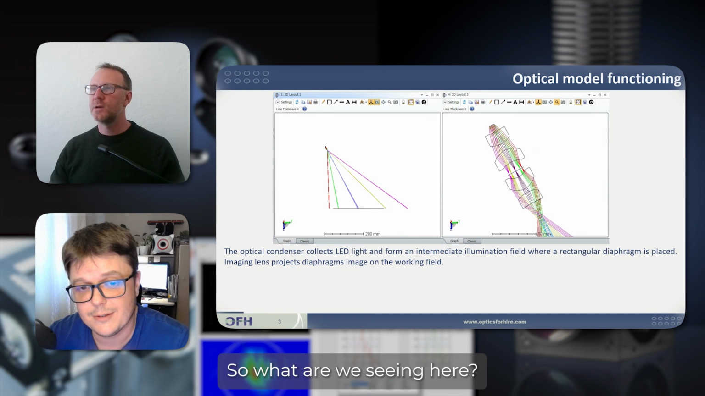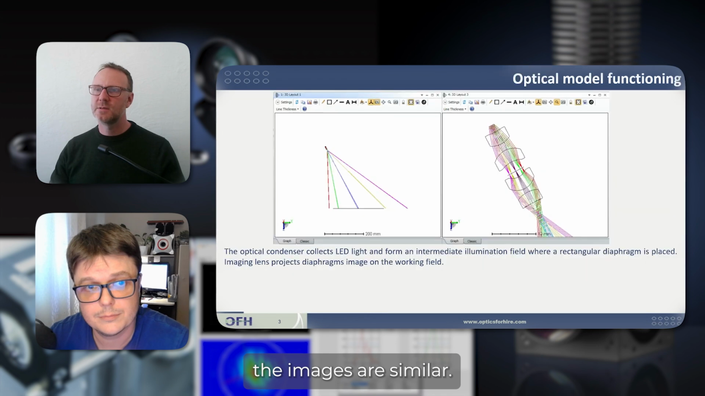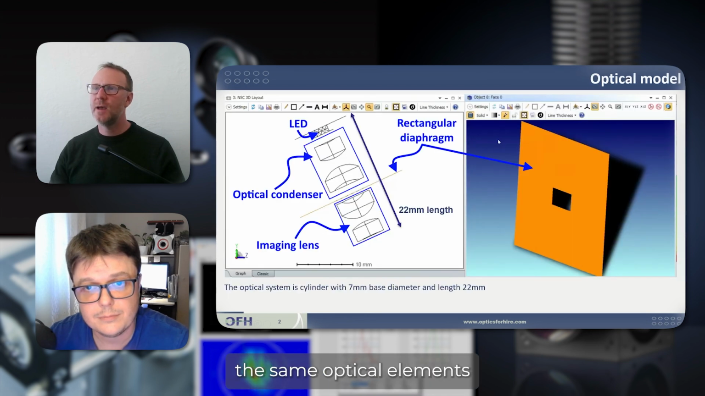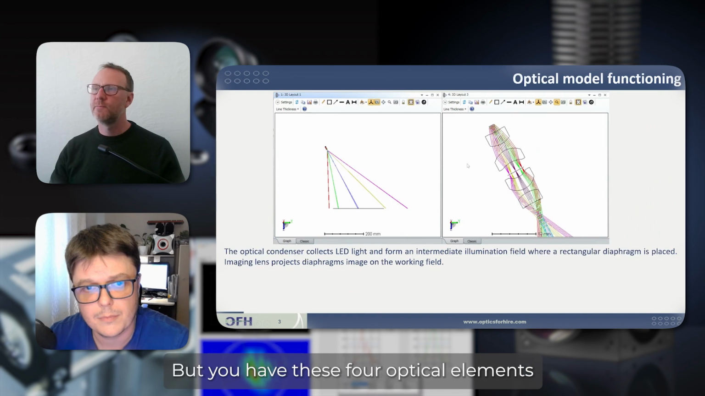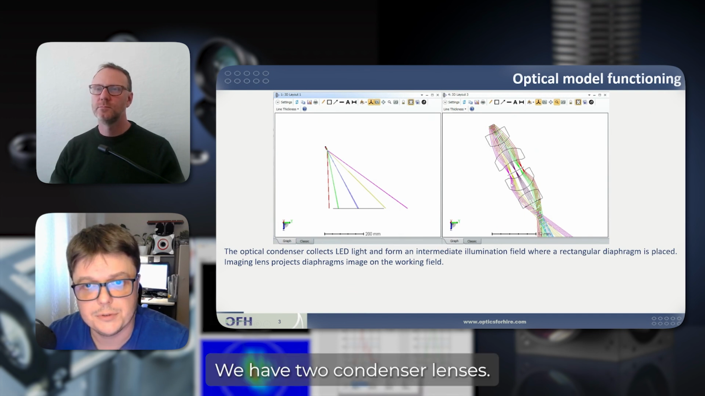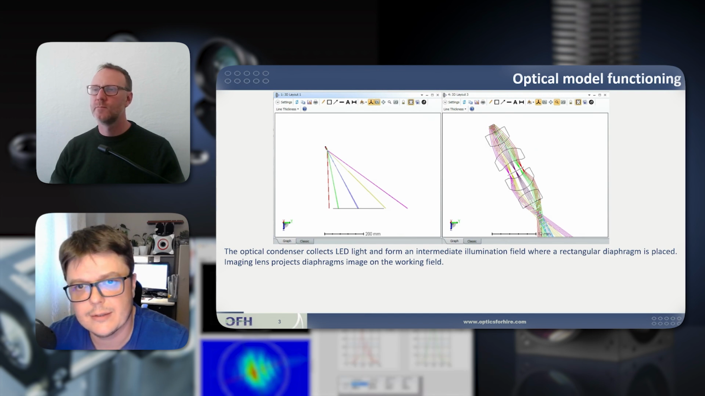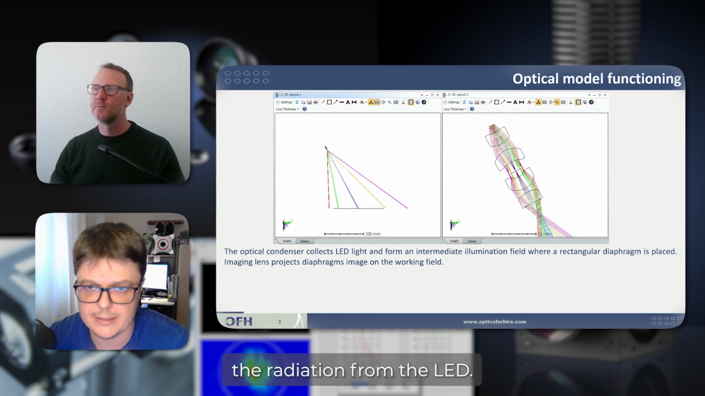Yes. Okay. So what are we seeing here? What I'm noticing is, I guess the images are similar. So are these the same optical elements you have in these? They're a little bit different, maybe, but you have these 4 optical elements, 2 condensing and 2 imaging, and an aperture here. What else is happening in this screen? We have 2 condenser lenses which collect the radiation from the LED.